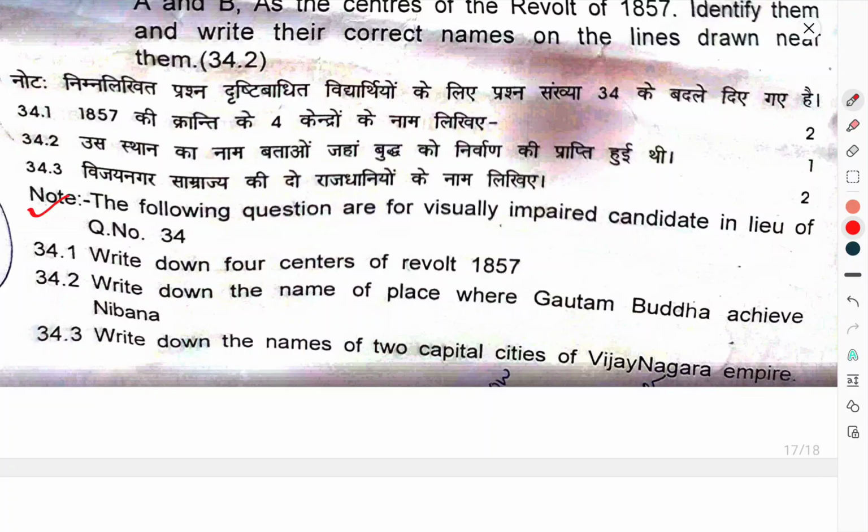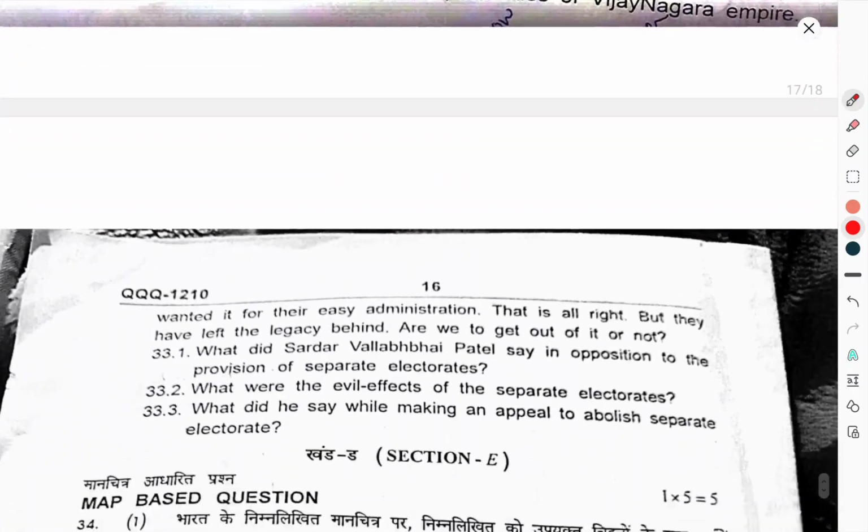Now, the following questions are for visually impaired candidates in lieu of question number 34. This is for the visually impaired. Write down 4 centers of the revolt of 1857. Write down the name of the place where Gautam Buddha achieved Nibbana. Write down the names of 2 capital cities of the Vijayanagara Empire.